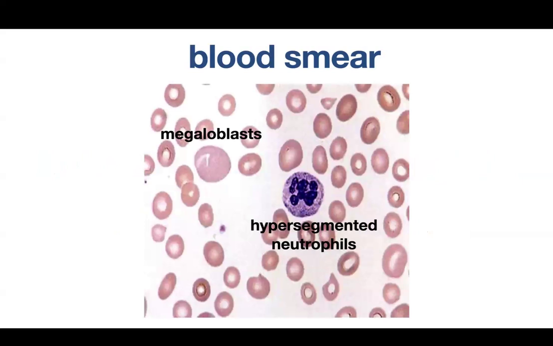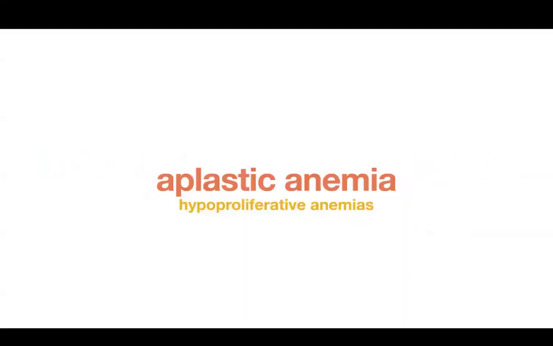And also another sign of B12 or folate deficiency is hypersegmented neutrophils. The nucleus has so many extra lobes. Usually they have around 3. You might find 5 or 6 lobes of that nucleus. This is very classic for B12 or folate deficiency. Again, treatment is going to be to replace the B12, replace the folate, and find out why they have that deficiency.